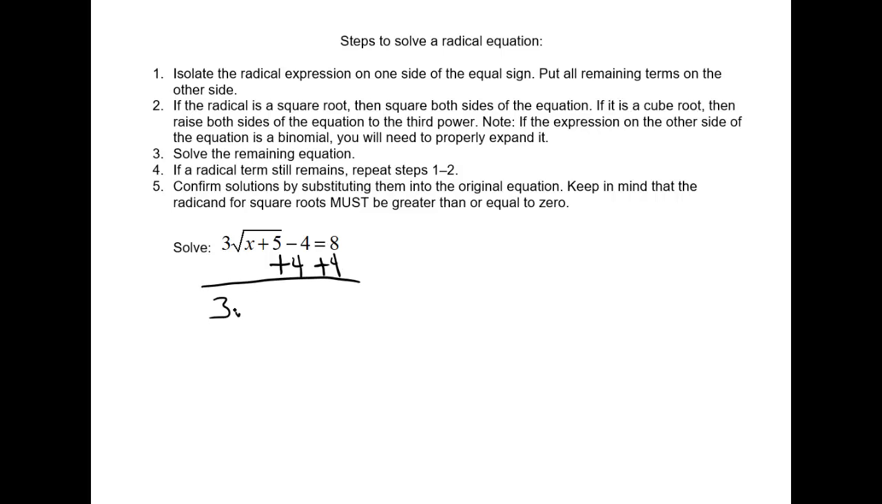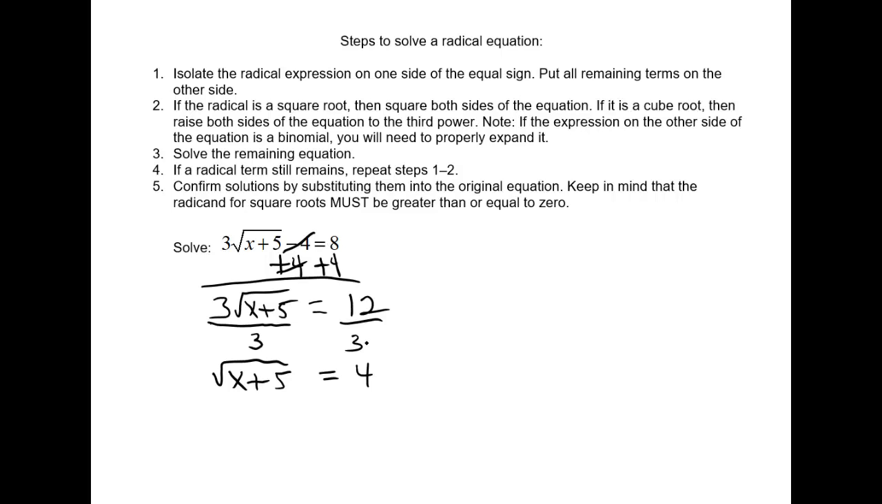That gives us 3 times the square root of x plus 5 equals 8 plus 4, which is 12. Our next step is to divide both sides of the equal sign by 3. This will isolate our radical. So that gives us the square root of x plus 5 equals 12 divided by 3, which is 4.